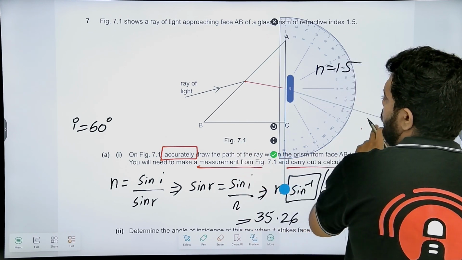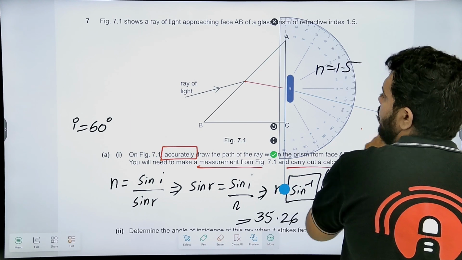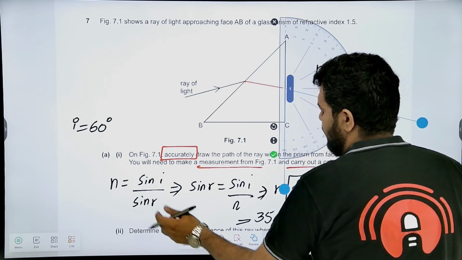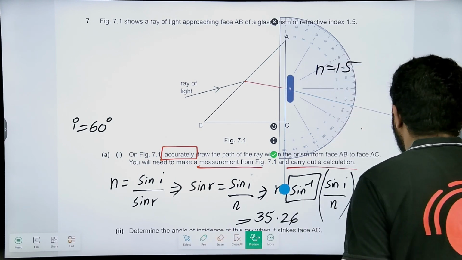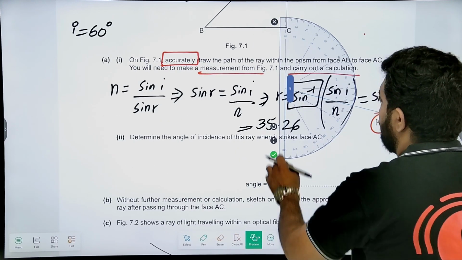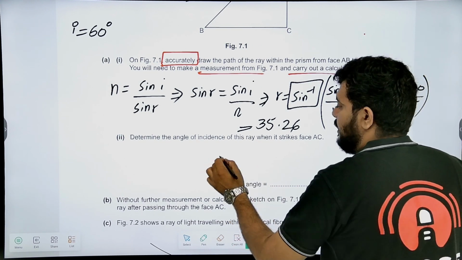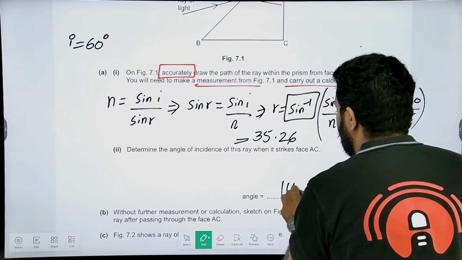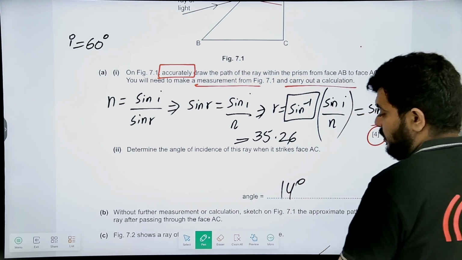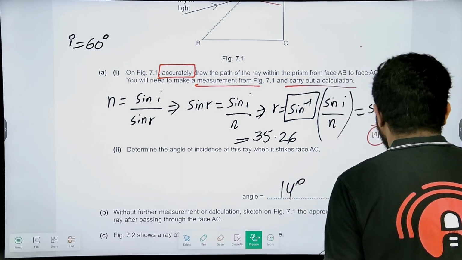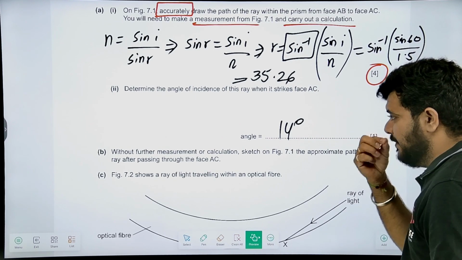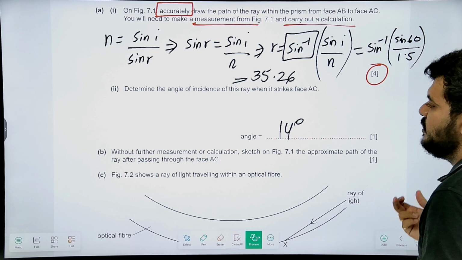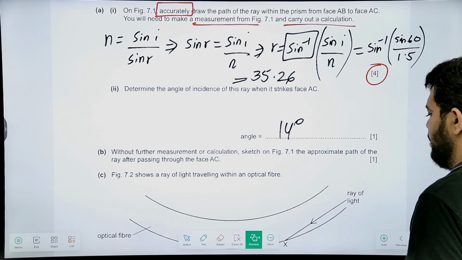Okay, guys, I'm estimating that this angle is 90 minus 76, right? You'll have a protractor, you'll obviously have a better tool. 90 minus 76, what would that be? 14. So I will write 14 degree, right? Not Celsius, guys. After taking so much time, they ask, without further measurement, sketch on figure 7.1 the approximate path of the ray passing through the face AC.